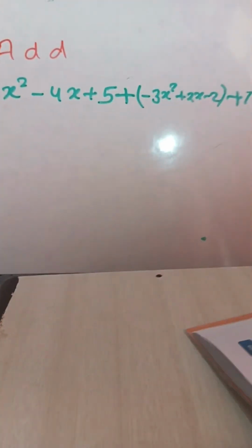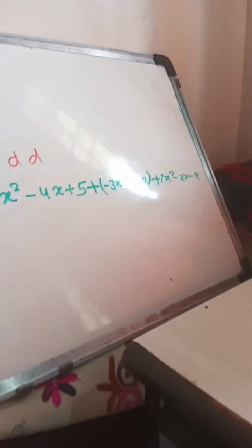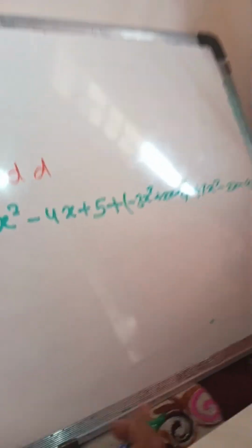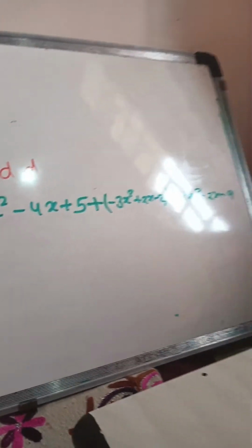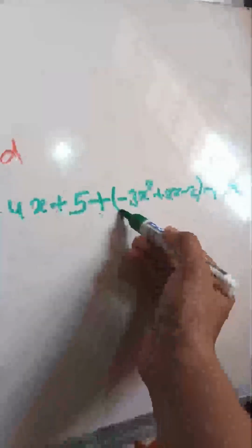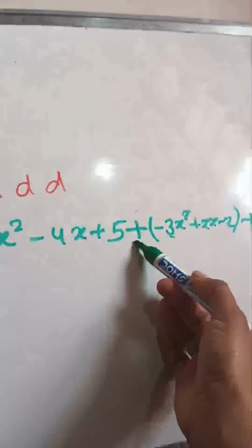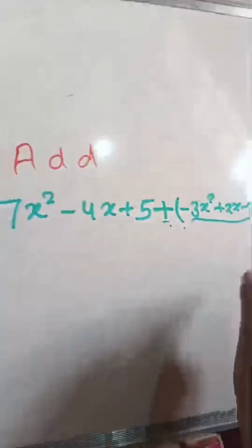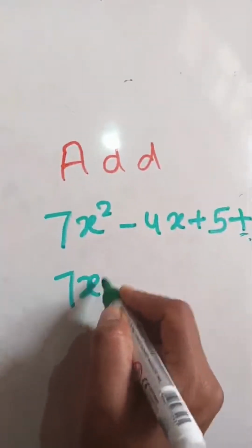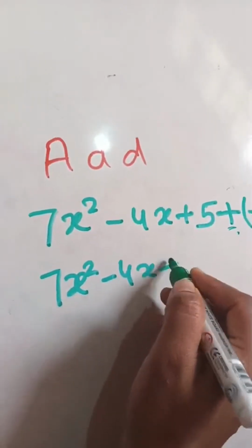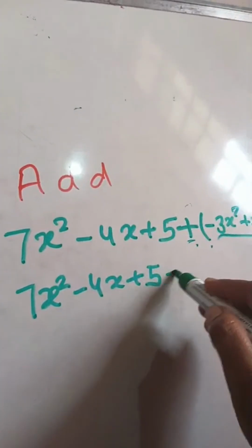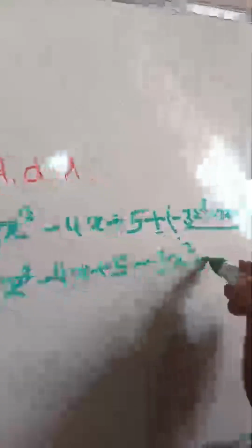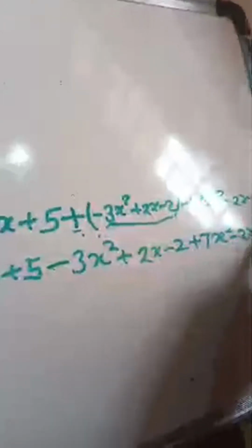Wait, I am showing you, just for a second. Is it visible? Now I think it is visible to everyone. Okay. Now we have to add all these expressions. How will we add? Not plus minus, minus. But if we have a plus outside of the bracket, then the signs stay the same, no sign changing. Just write down 7x square minus 4x plus 5, minus 3x square plus 2x minus 2, plus 7x square minus 2x minus 9.